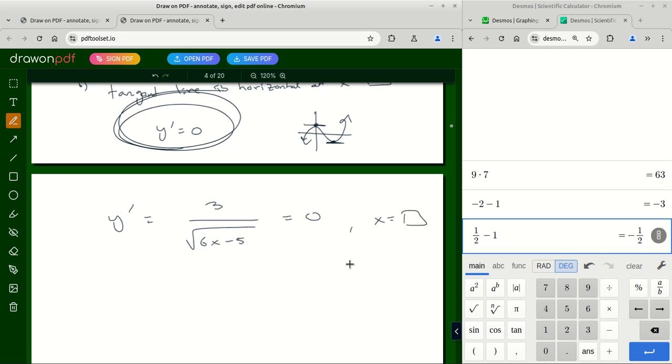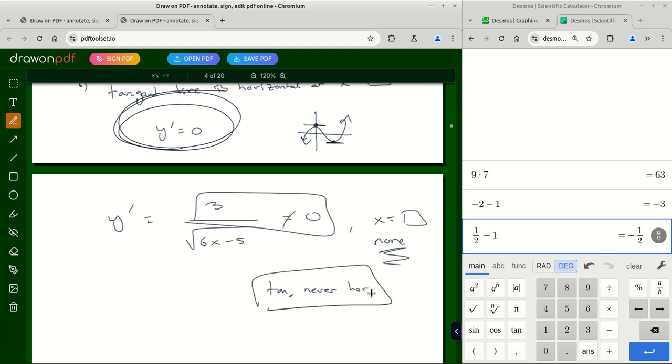Look at it. What's x equal to? And the answer is you can't. Because whenever you have a fraction equal to 0, you have to look at the top equal to 0. And can 3 equal 0? No. So I'm going to write none, I guess. So the answer is the tangent is never horizontal. So you click that button.